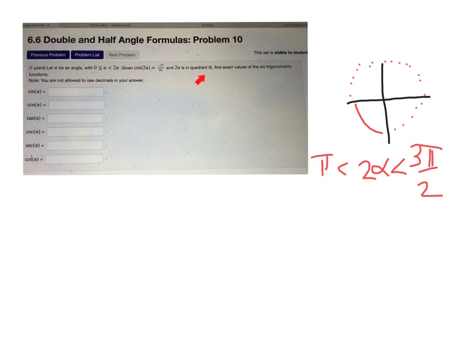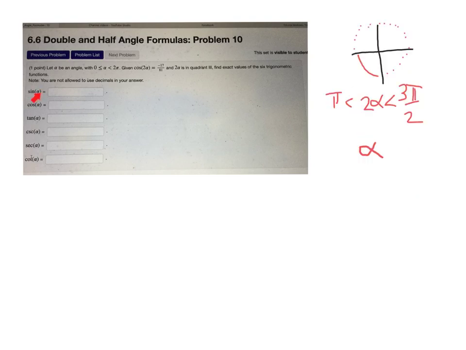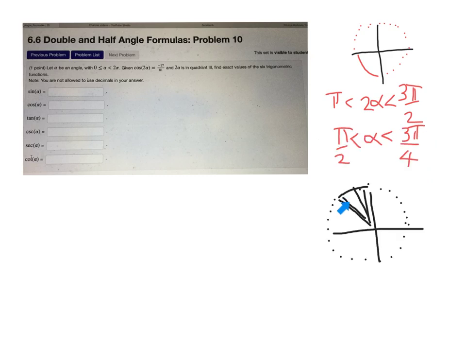So we're told that 2 alpha is in quadrant 3. Okay, here's quadrant 3. That means that 2 alpha is between pi and 3 pi over 2. Since we're finding the trig functions at the angle alpha, we need to go over here and divide by 2. So that tells us that alpha is between pi over 2 and 3 pi over 4, so that puts alpha in the second quadrant. So alpha is in this sector here between pi over 2 and 3 pi over 4. So that means that this one's going to be positive, negative, etc.